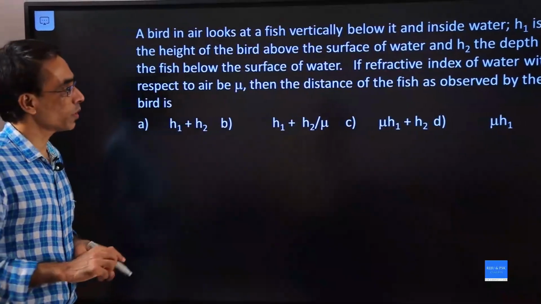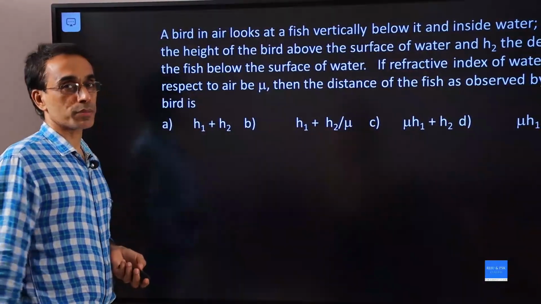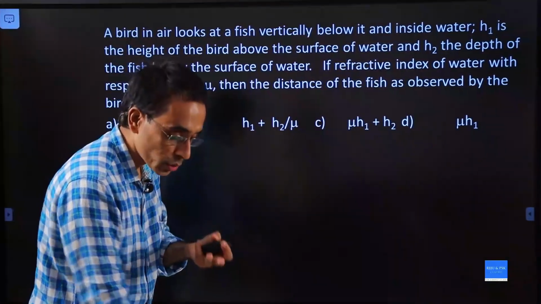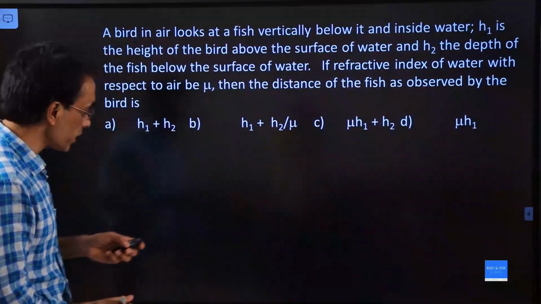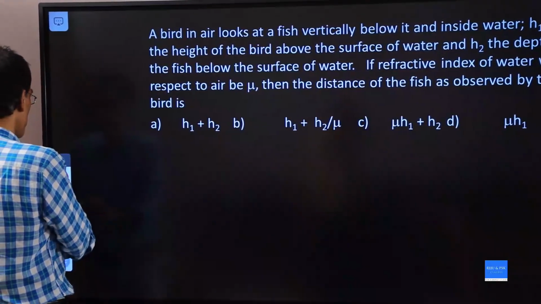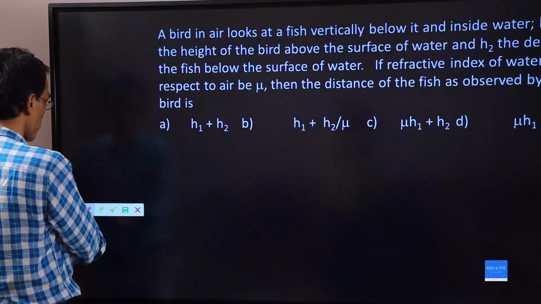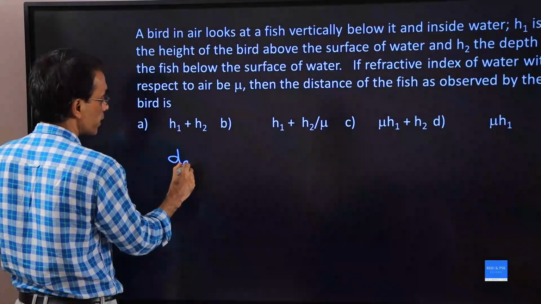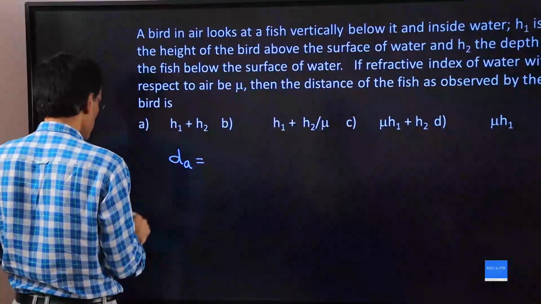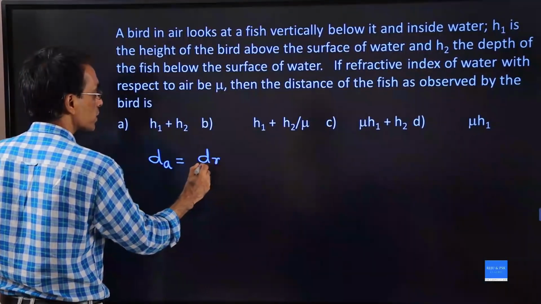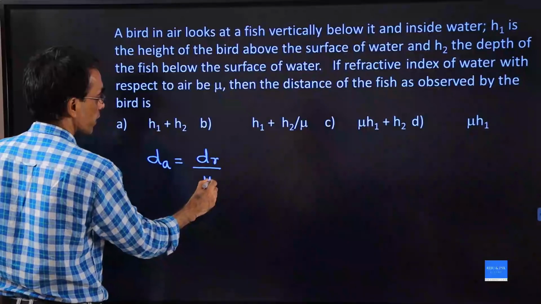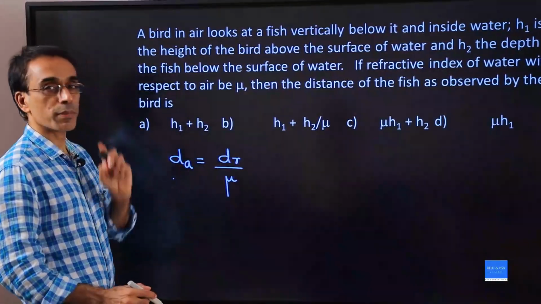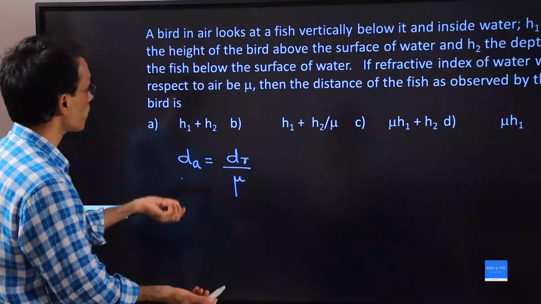This is related to the concept of apparent depth, because when you watch inside water, the depth will always be shorter than the actual value, and we studied that one. We studied it as actual depth and apparent depth. I hope you remember. We studied that the apparent depth dA is equal to the real depth divided by refractive index. We just have to apply this.